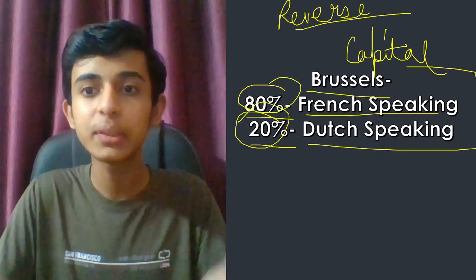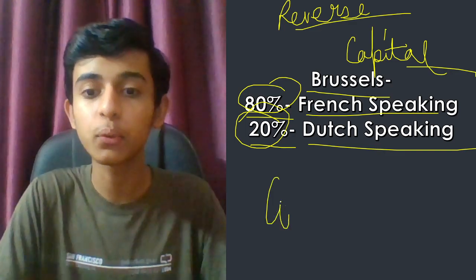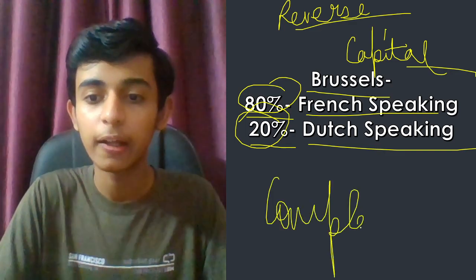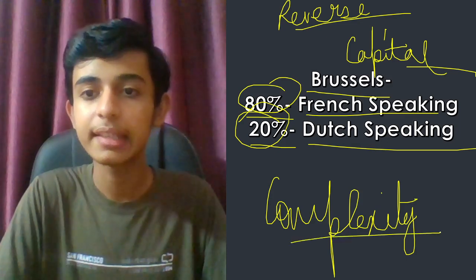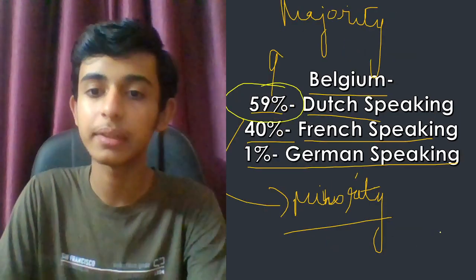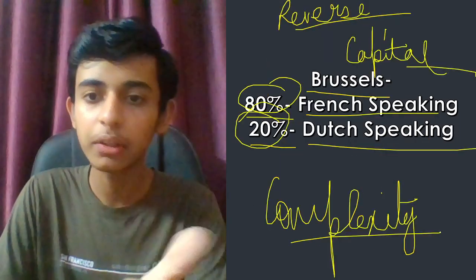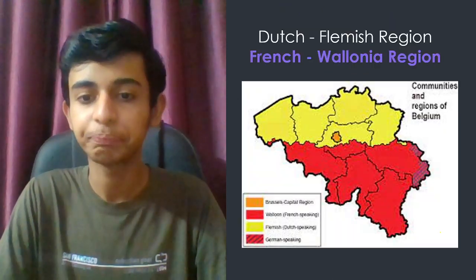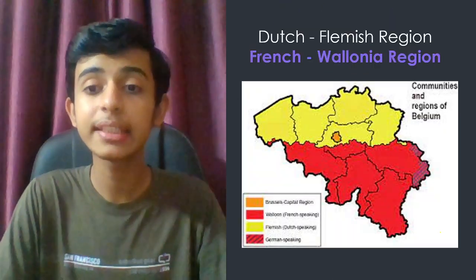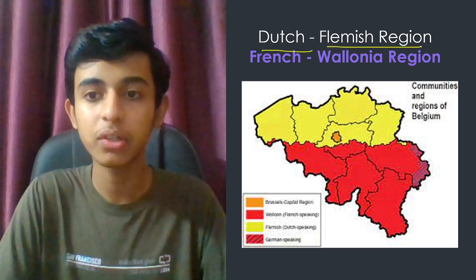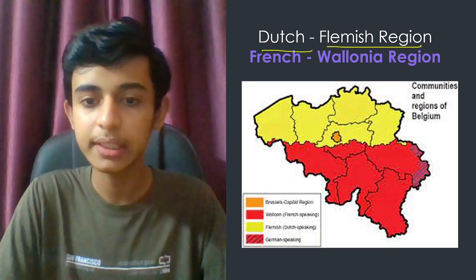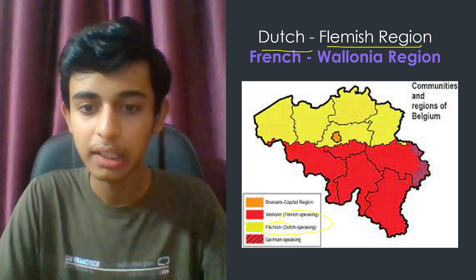So can you see the differences? This rose to complexity. Now what exactly happened, that I will be discussing. Just note this down. Note it down? Good job. Now see, in your NCERT this map is given. The Dutch people used to live in the Flemish region. Okay, you can see here, this is the Flemish region.